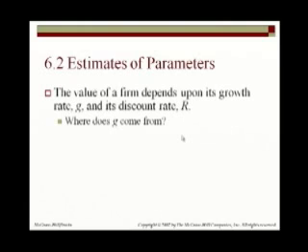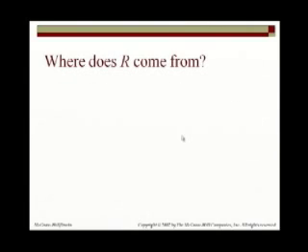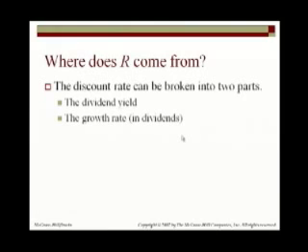First of all, growth is equal to the retention ratio times the rate of retained earnings. So let's see if we can find out where the discount rate comes from. Discount rate can be broken into two parts, and I want to remind you of the discussion we had back when we talked about bonds. In the last discussion, we talked about a bond being equal to its current yield plus its capital gain or loss. Here we're going to talk about a stock being equal to the sum of its current yield plus its growth rate.